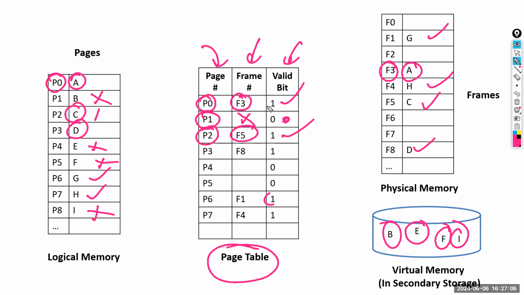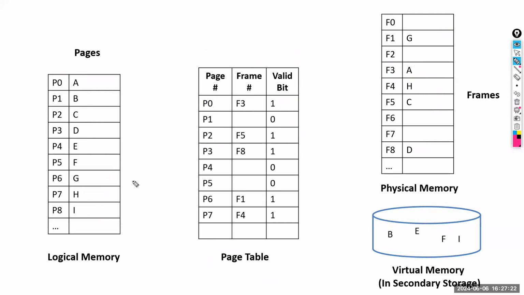If the valid bit is 1, there's a corresponding frame in the physical memory. This is called the page table, which is managed by your operating system. Then someone will ask, if a program wants to access a particular memory, say memory in page 5.